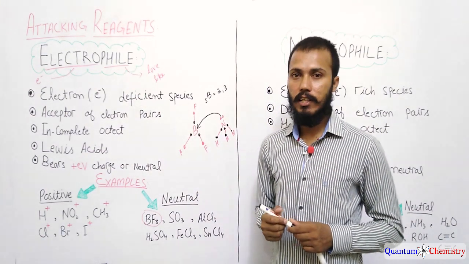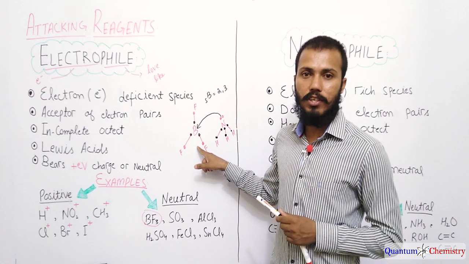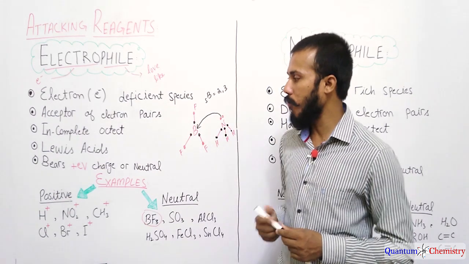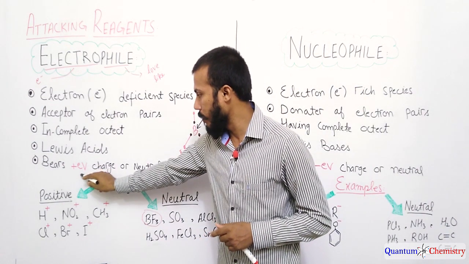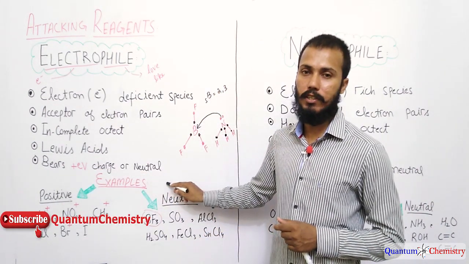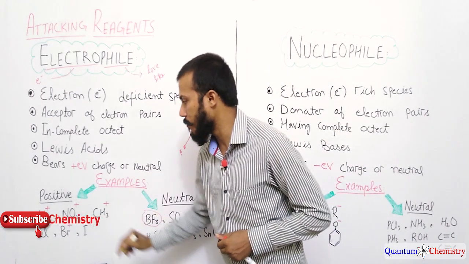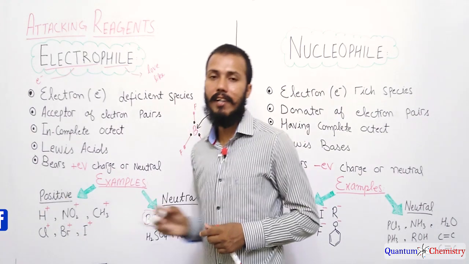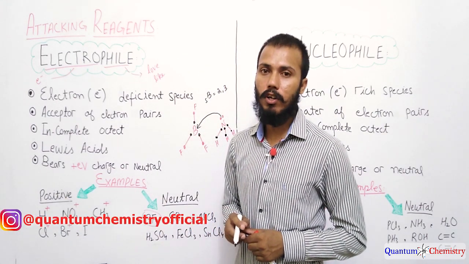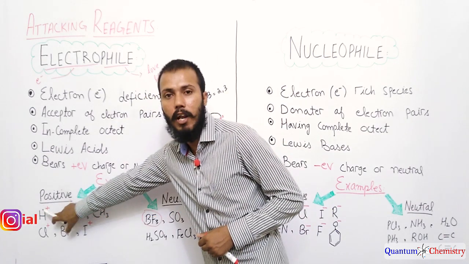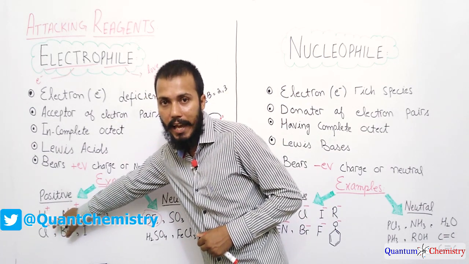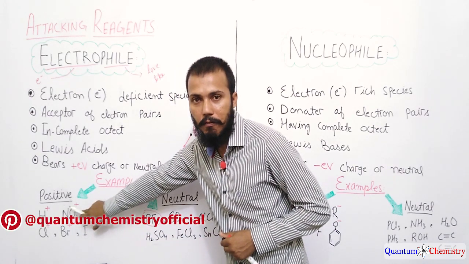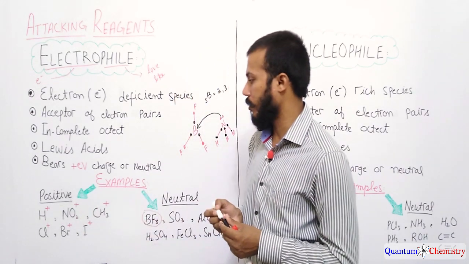What are Lewis acids? Lewis acids are those species which have a deficiency of electrons and accept electrons. Electrophiles mostly have a positive charge, or they are neutral species. We take examples of positive charge, and first of all is the proton, H positive ion. H positive has a deficiency of electrons, and due to this deficiency it attracts electrons, having love for electrons.